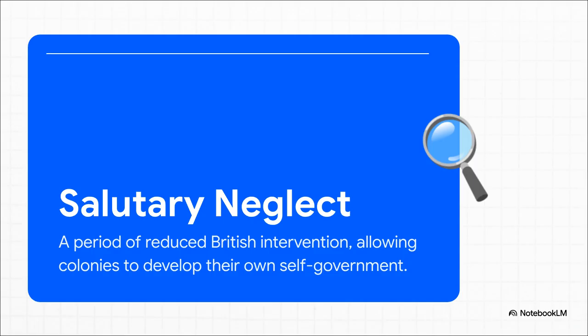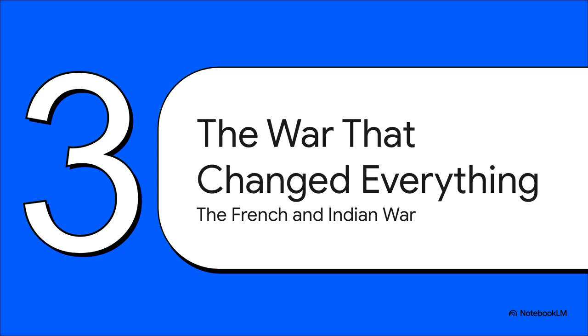And this hands-off approach had this huge, unintended consequence. The colonists got really, really good at governing themselves. They built their own assemblies, they passed their own laws, and they developed this powerful sense of independence. But that whole era of autonomy came to a screeching halt with the French and Indian War. This was a brutal, incredibly expensive conflict for control of North America, and its outcome would completely shatter the relationship between Britain and its colonies.